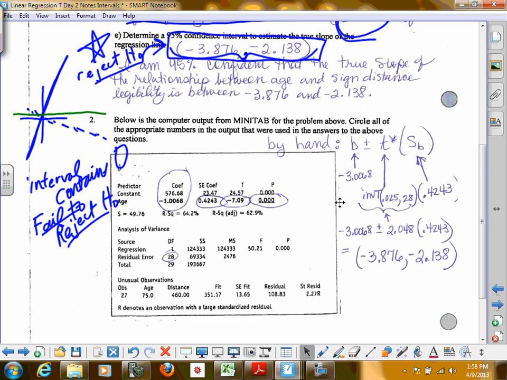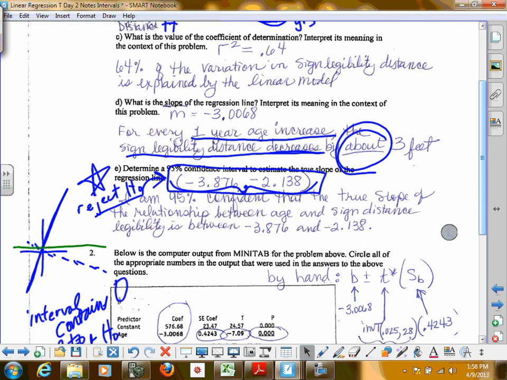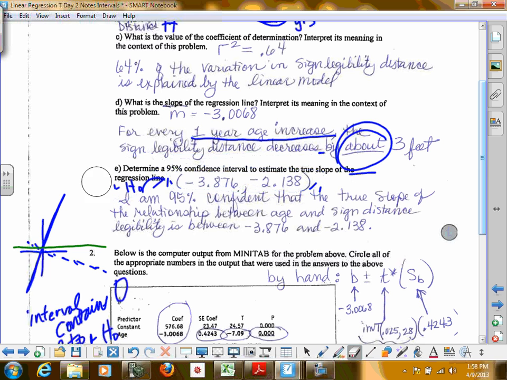Okay. So, with all that being said, let's not forget this little saying here. Your interval says that you are 95% confident that the true slope of the relationship between age and sign distance legibility is between this and that. Okay, good. So that's basically half of what you need to know today.